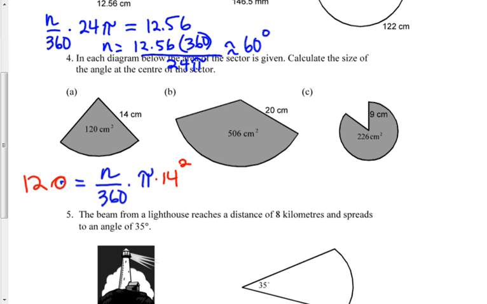And then I'll just simplify that. Actually, we can work backwards right now. To get n, I'm going to do 120 times 360 and divide that by 14 squared times pi. 14 squared is 196 pi. So I'm just going to do that on my calculator. 120 times 360 divided by 196 pi.